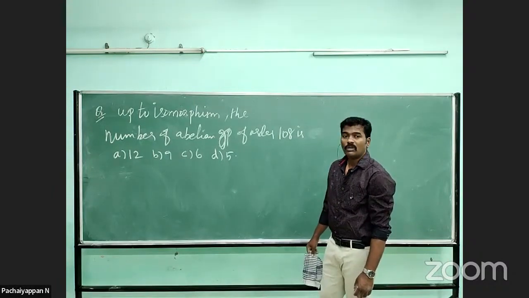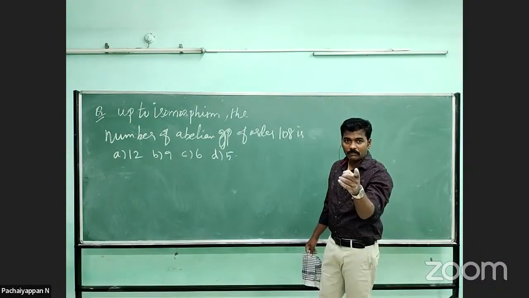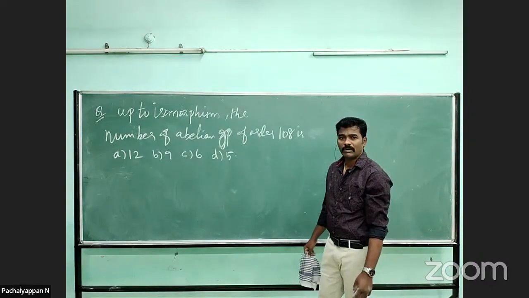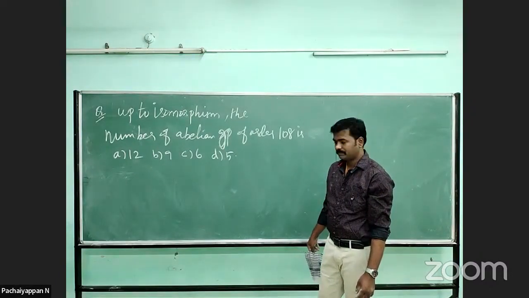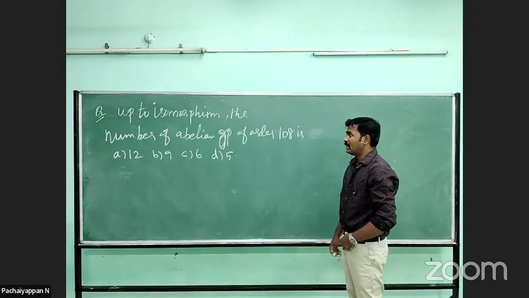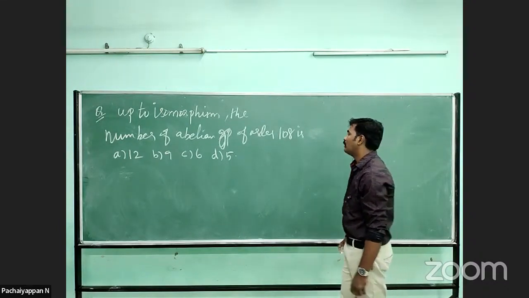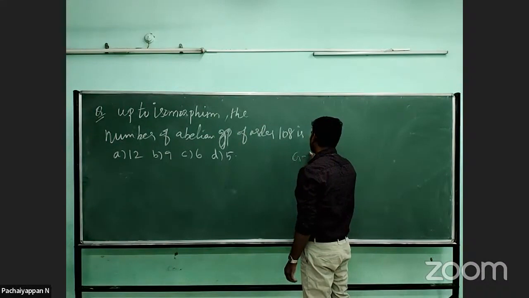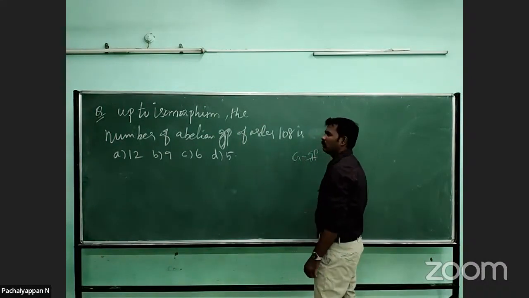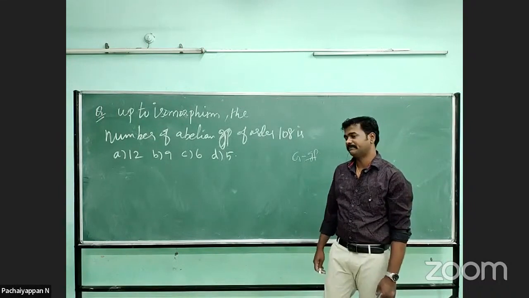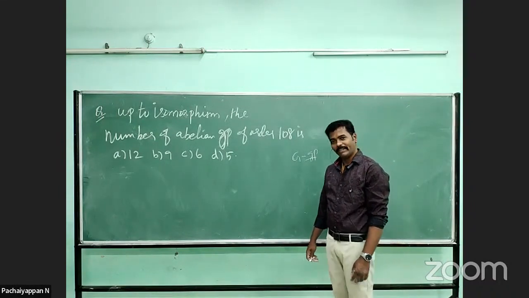Okay. Do you know the meaning of up to isomorphism? Someone said, yes, sir, I know. Okay, I will try to explain what the meaning of up to isomorphism is. First, G is a group. We are only going to talk about finite groups.